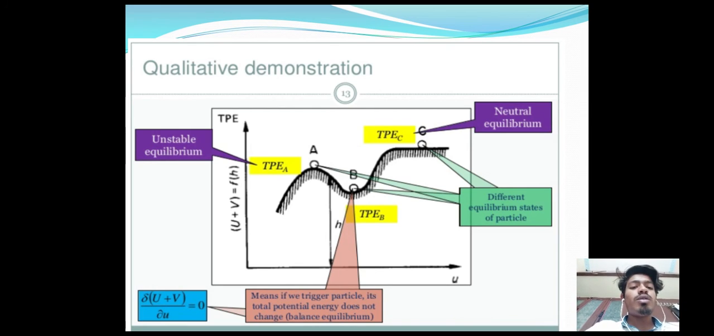So the formula we can take is δ(U + V) / ∂x = 0. And at a, b or c, these points are different equilibrium states of a particle. So at point c it is at neutral equilibrium. H shows the height of the particle.